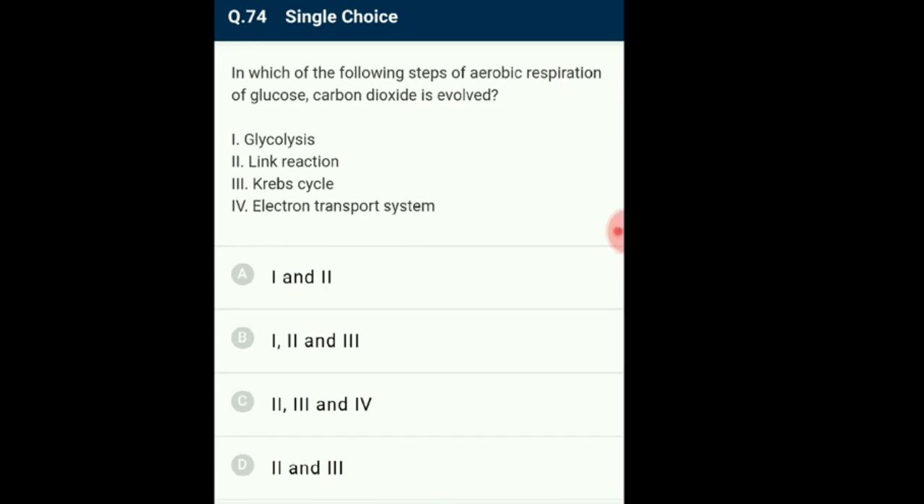In the Krebs cycle, carbon dioxide is evolved at 2 points: during the conversion of isocitric acid to oxalosuccinic acid, and during the conversion of alpha ketoglutaric acid to succinyl CoA. So the correct option is D.